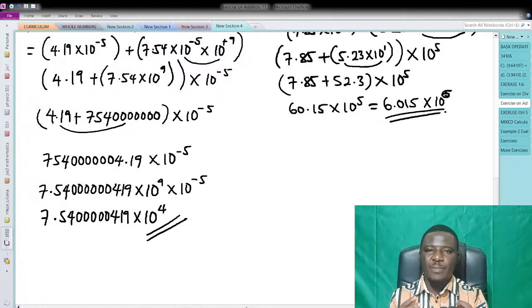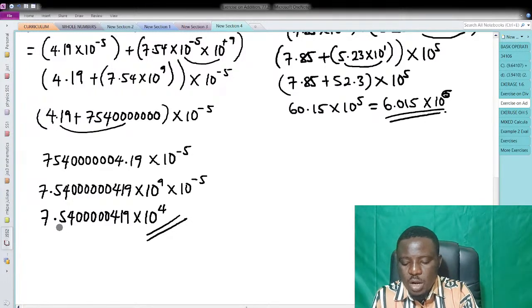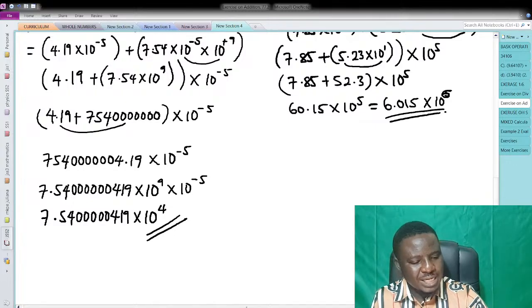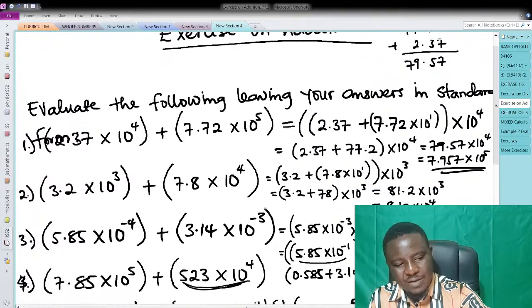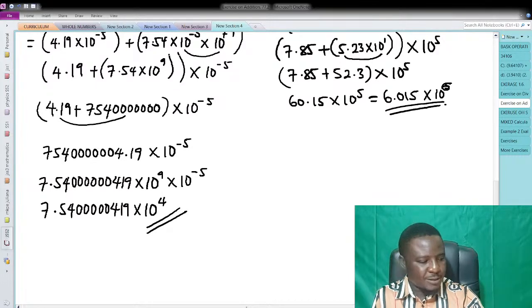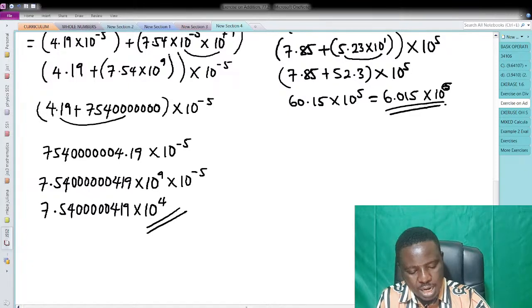You may be asked to approximate it to maybe 2 places of decimal or 3 places of decimal. Only then are you allowed to cut out the non-significant digits. So this is what you get in terms of addition. For addition of numbers involving standard forms, this is what you get. So I will now take questions on addition and subtraction.